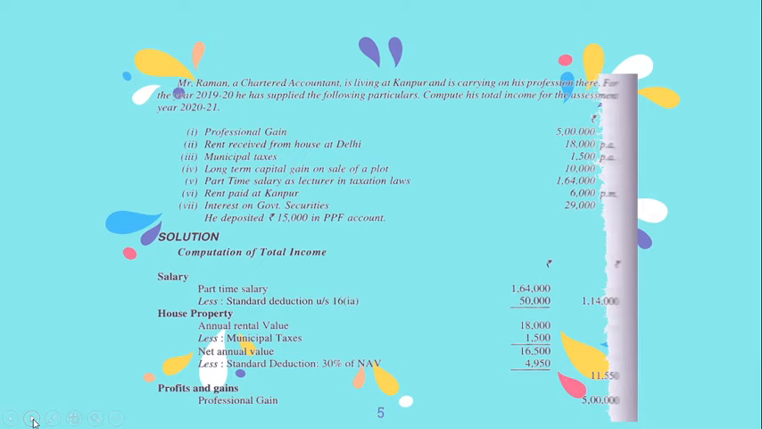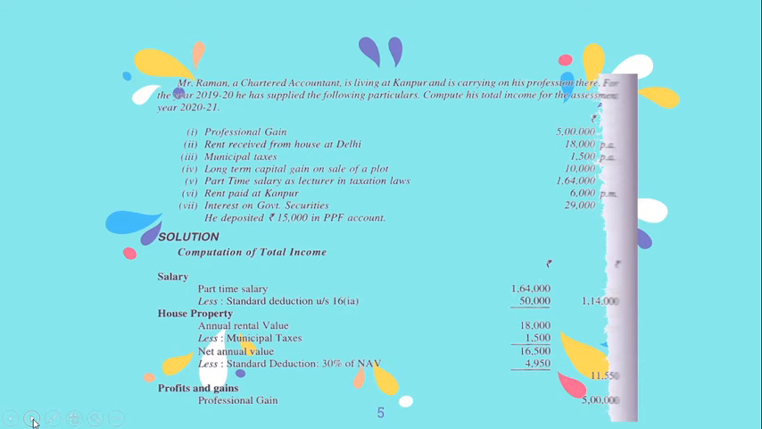Here we have various heads of income. First we are going to identify each head of income, the income that is earned. Under salary, part-time salary is 1,64,000, and from that we should give a standard deduction, a maximum of 50,000. So after the 50,000 standard deduction, we get 1,14,000 as salary income.